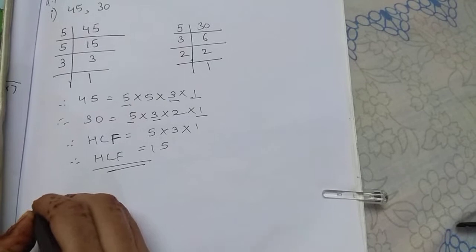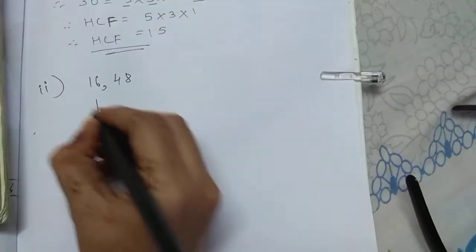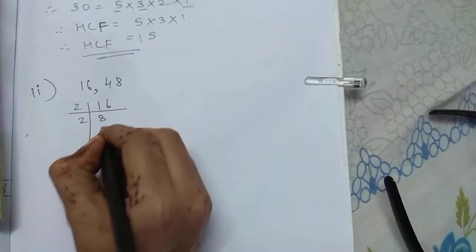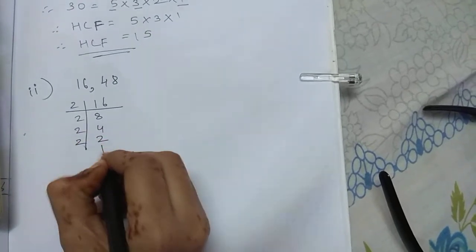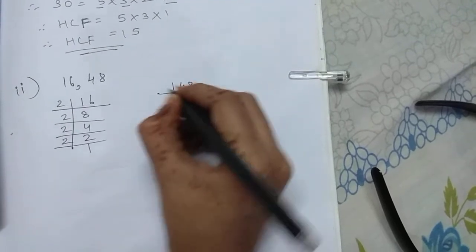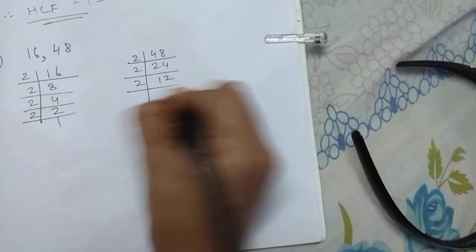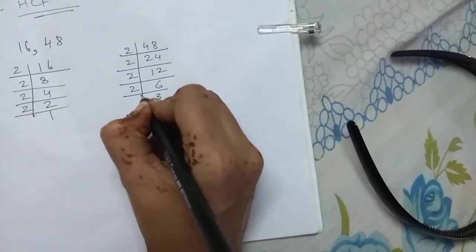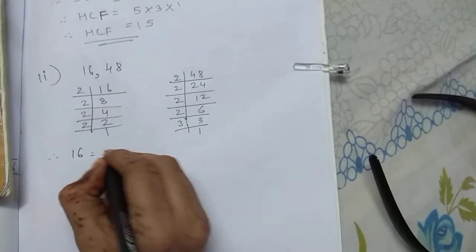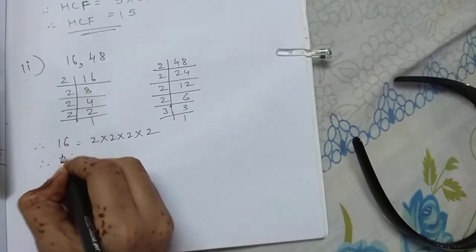Now the second sum is 16 and 48. So for 16, we'll write the factors of 16. 2 8s are, 2 4s are, 2 2s are, 2 1s are. Then 48. 2 24s are, 2 12s are, 2 6s are, 2 3s are, and 3 1s are. So let's write down the factors. 2 into 2 into 2 into 2. And for 48.